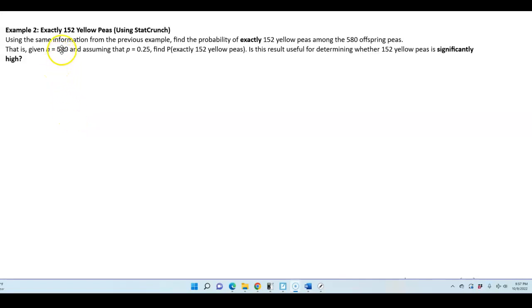Example 2. Exactly 152 yellow peas using StatCrunch. Using the same information from the previous example, we want to find the probability of exactly 152 yellow peas among the 580 offspring peas. That is, given the sample size n equal to 580, and assuming that the probability of success p is equal to 0.25, find the probability of exactly 152 yellow peas. Is this result useful for determining whether 152 yellow peas is significantly high?